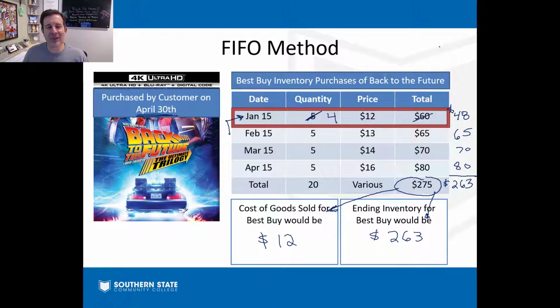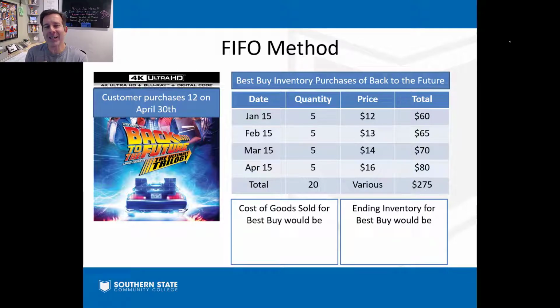Kick up the difficulty a little bit here. Let's say a customer comes in and buys 12 of them. Maybe I go in on April 30th and I love Back to the Future so much, I want you all to share in the love, and I buy a set to give away as rewards for doing such a great job in Accounting 1101. I would love to do that. My pockets aren't quite deep enough to do that. If you want to borrow mine, you can. But let's assume, for now, that I went in and bought 12.